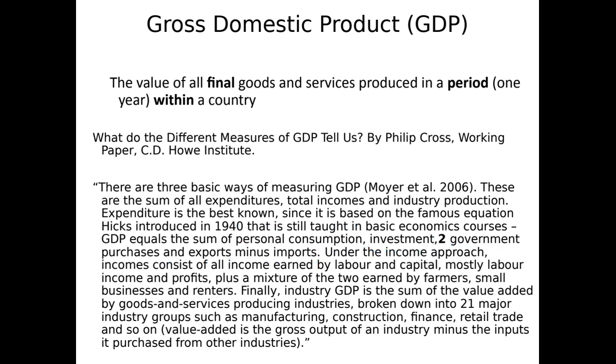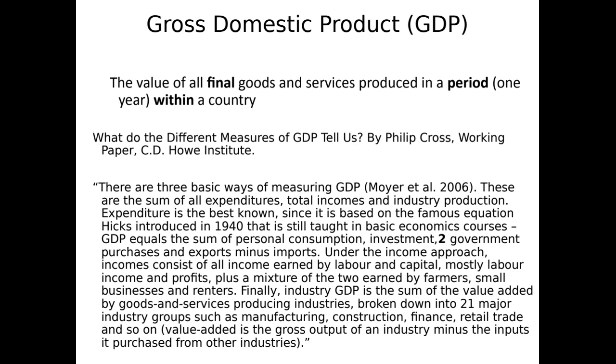Under the income approach, incomes consist of all income earned by labor and capital, mostly labor income and profits, plus the mixture of the two earned by farmers, small businesses, and renters. Finally, this is another method. I'll show you how to calculate GDP using the income approach.